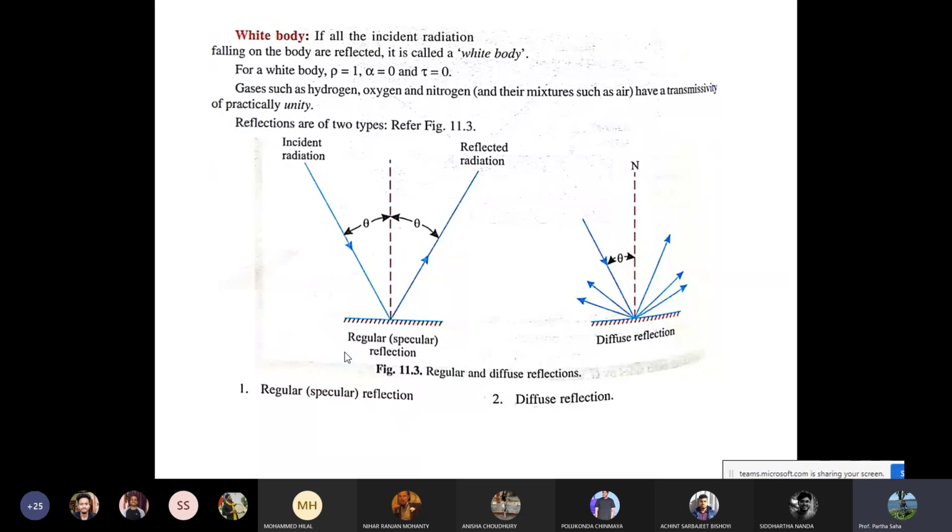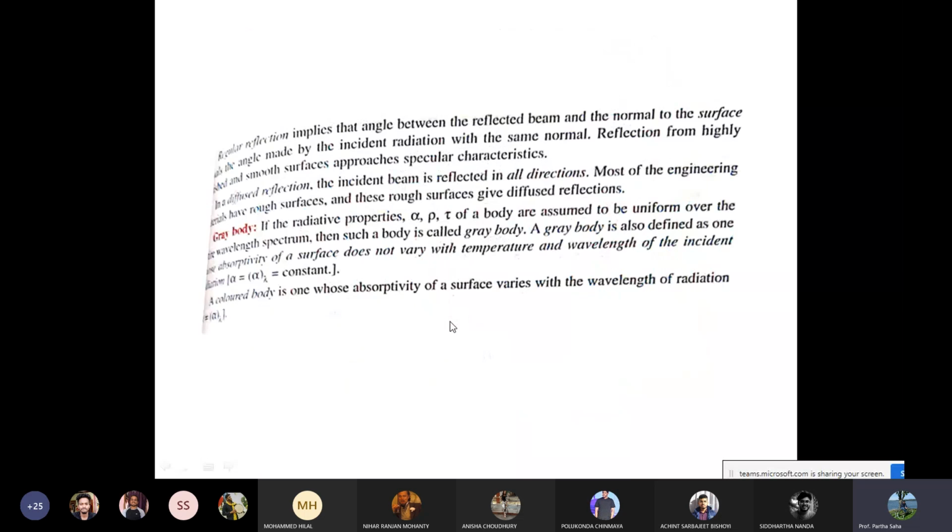Now, there are two types of reflection. One is known as regular or specular reflection, and another is diffuse reflection. As you can see, during specular reflection, the angle between the reflected beam and the normal to the surface is the same as that of the incident radiation. Whereas in diffuse reflection, the incident beam is reflected in all directions. Most engineering materials have rough surfaces, and this rough surface gives diffuse reflection. Only if you have a very smooth surface can you assume specular reflection, but specular reflection is very difficult to get. Most surfaces are rough in nature, and you get diffuse reflection.